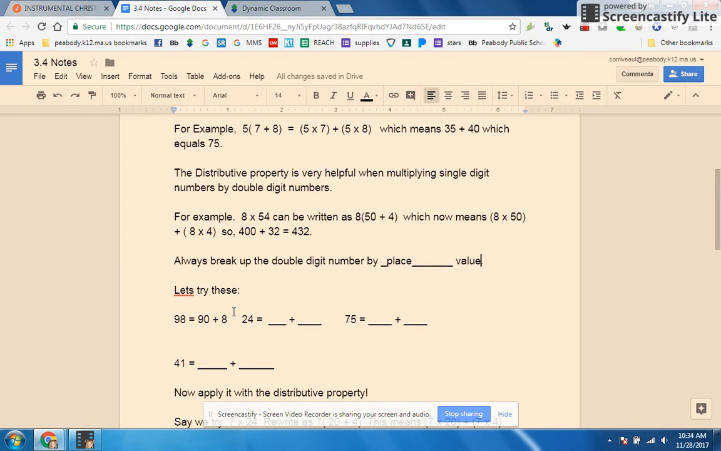So let's try these. We're just breaking up numbers by place value. That's all we're doing. So 98, I broke it up as 90 plus 8. 24, if we're doing it by place value, would be 20 plus 4. 75, 70 plus 5. They all have to add to the original number. 41, 40 plus 1. You want to do it by tens place value and ones place value because it makes it way easier when you go to do your multiplication.